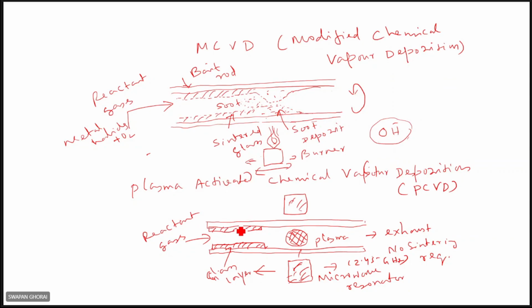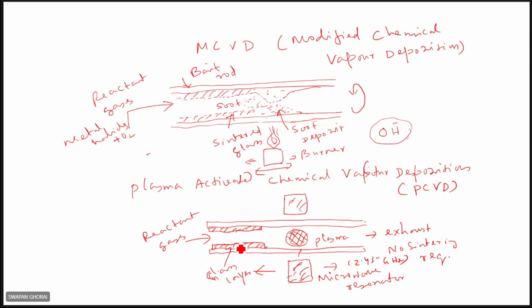The advantage of this method is that there will be no soot formation. Directly, deposition occurs. Glass layers will be deposited on the inside wall of the glass tube. There is no soot formation, so there is no need of a sintering process. Sintering can be avoided in this case.